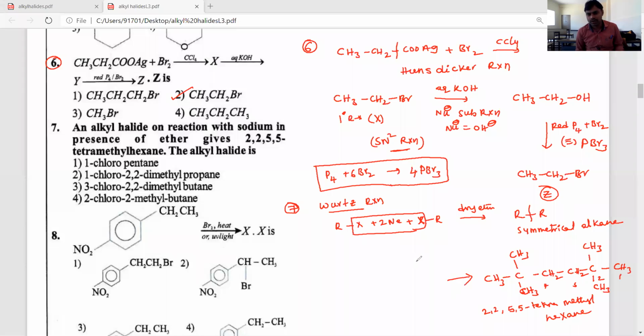How is this product formed in the presence of dry ether? You have to break it symmetrically. With 6 carbons in a straight chain, we can break in the middle, so the breaking takes place between the 3rd and 4th carbons. Now this is one alkyl group. Here you have to add a halogen, and here a halogen will add. Then we get the symmetrical alkane. That is 2 moles of CH3-C-CH3.